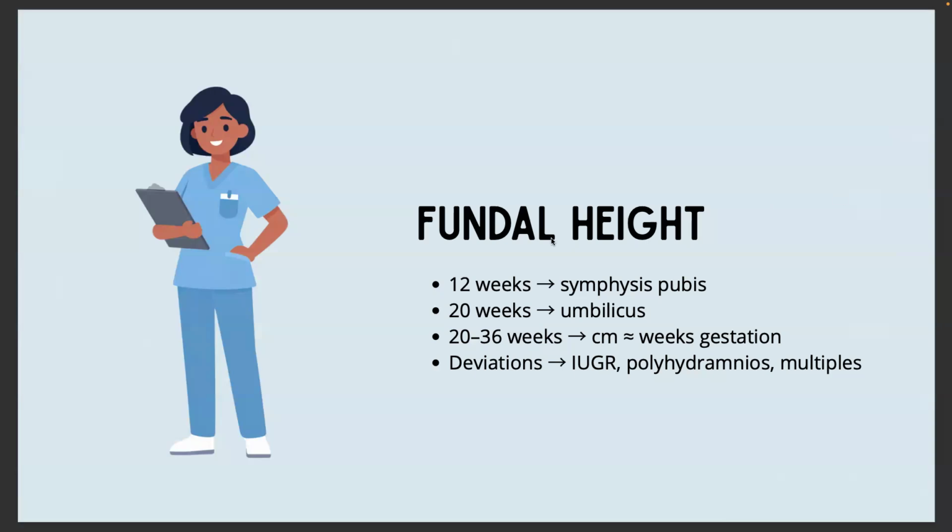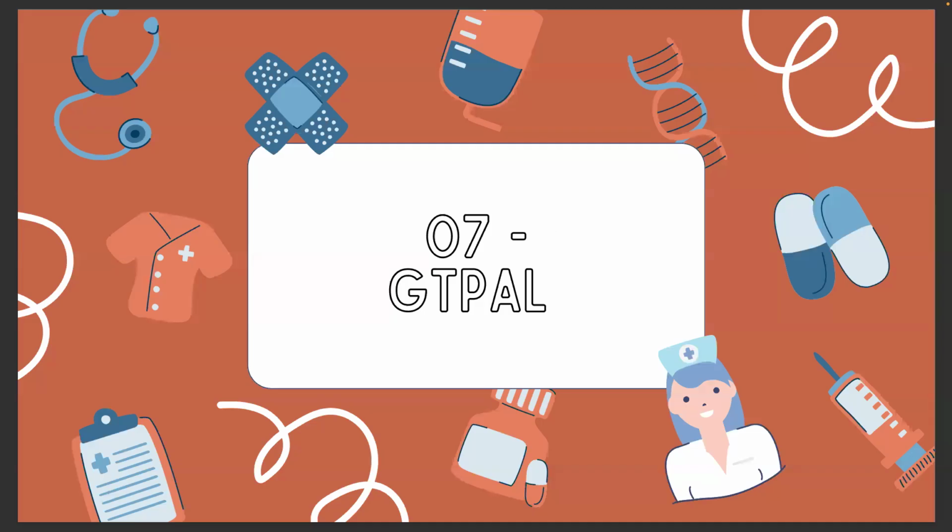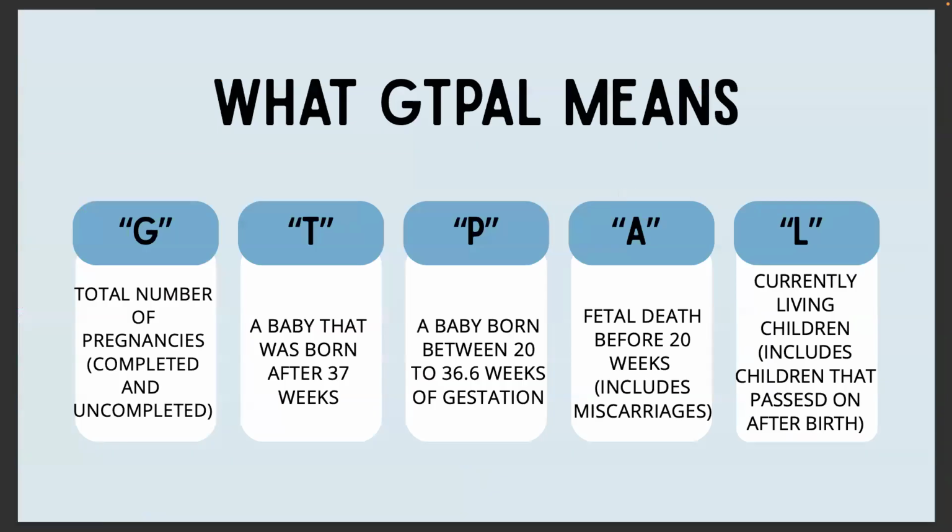Right. On to our last section. GTPAL. What does this mean? It means that G is the total number of pregnancies that have been completed and or uncompleted. I'll explain what I mean by that in a minute.